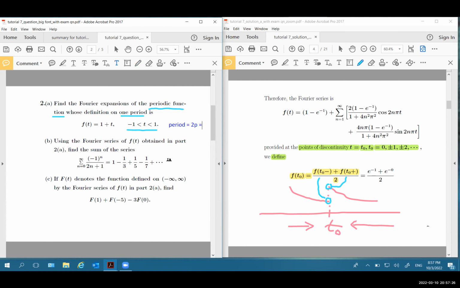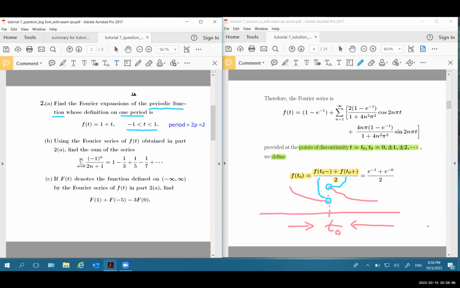And in this case, your period from minus 1 to 1, how long is it? Any idea? From minus 1 to 1, how long is this interval? Class? 2. Yeah, it's actually 2. You know how to get 2, right? You take the upper limit minus the lower limit, so 1 minus minus 1. So that's how you get 2. So 2p is 2, so that means your p is 1.